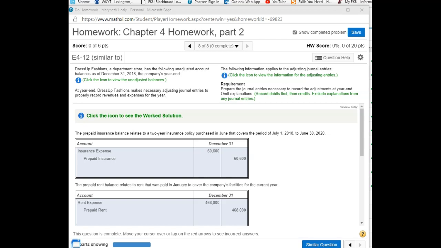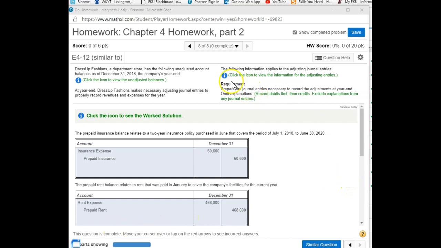In this problem, we're going to take a look at several different adjusting journal entries. Now, to remind you, adjusting journal entries have two purposes. One is to record the revenue or expense in the correct period, and the second, to make sure our assets and liabilities are at the correct amounts. So, we're going to walk through these together. I already have the answers up. It makes it go a little bit faster.